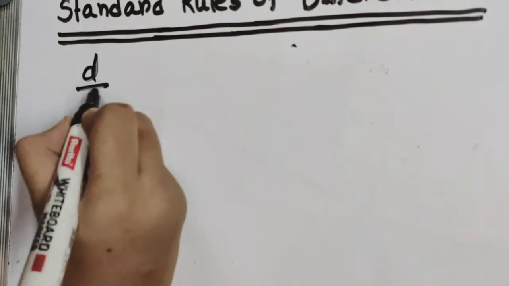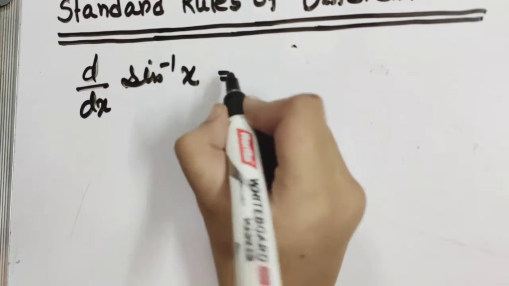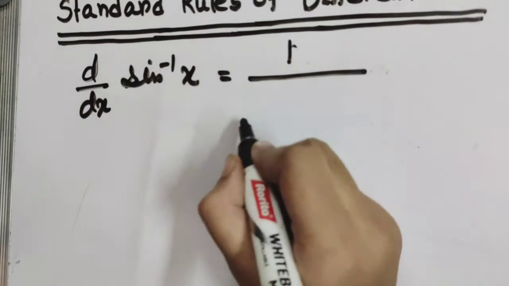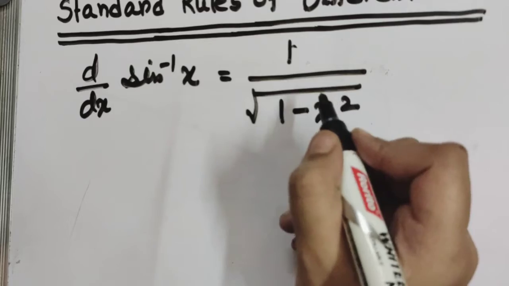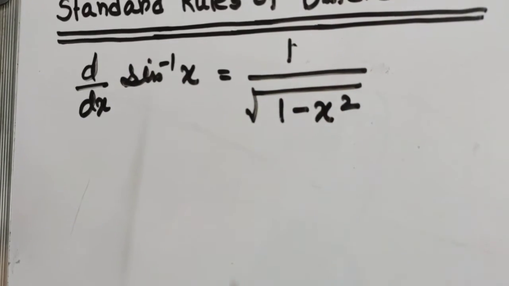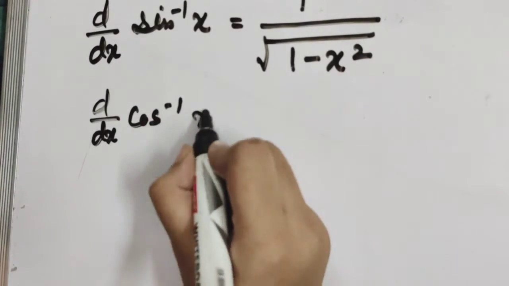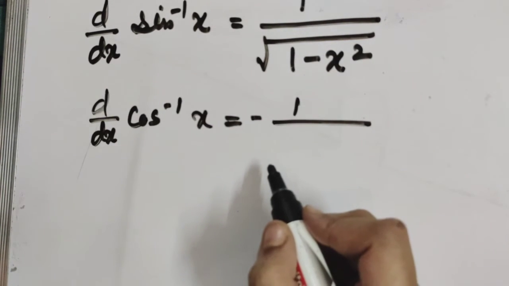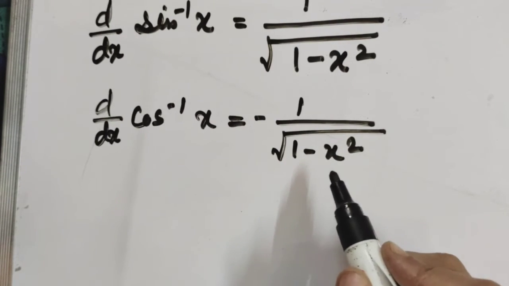That is d/dx of sin inverse x. What is the formula? Here the formula is 1 by root under 1 minus x square. Mind it, 1 by root under 1 minus x square. Now d/dx of cos inverse x, what is the formula here? The formula is the same, but there must be a negative sign. So minus 1 by root under 1 minus x square.